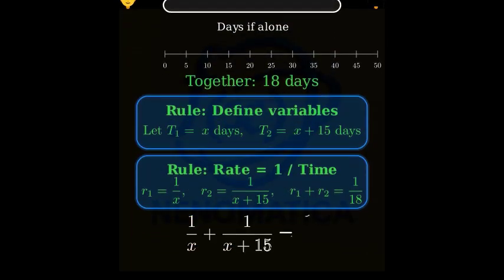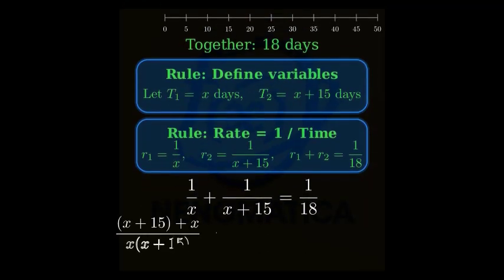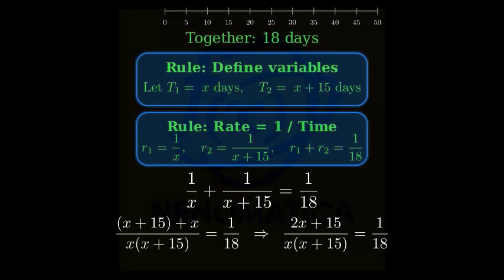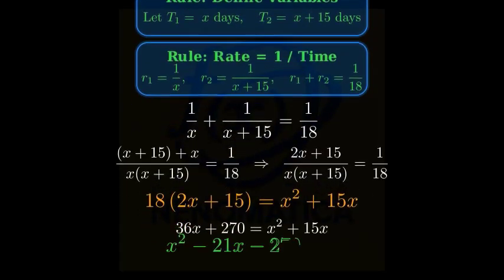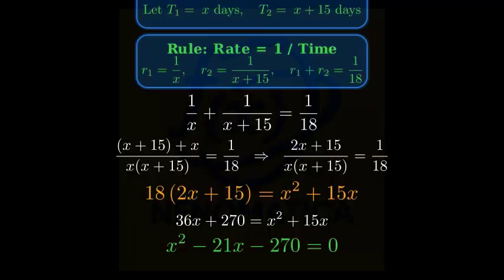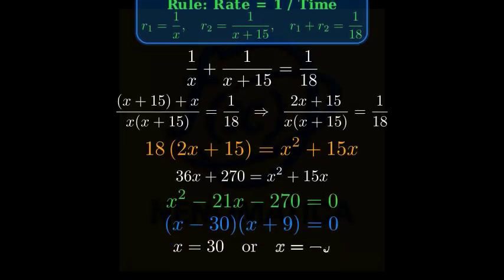Step 3. Write the equation for combined rate. 1/x + 1/(x+15) = 1/18. Step 4. Combine the fractions over a common denominator and simplify. Step 5. Clear denominators by cross-multiplying. Step 6. Expand and move all terms to one side to create a quadratic equation. Step 7. Factor the quadratic.